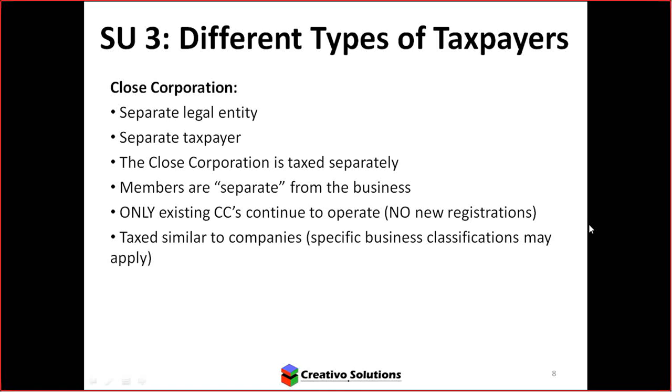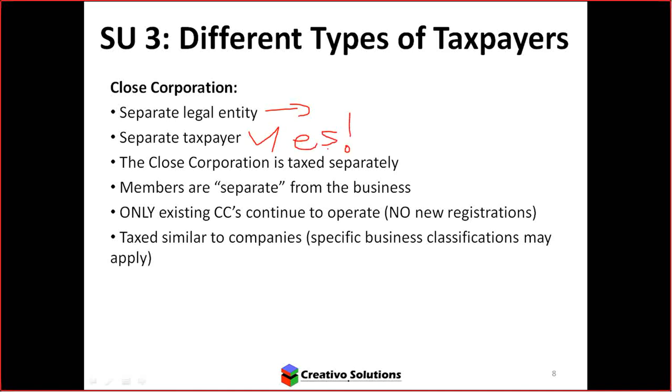What is a CC? Well, it's a separate legal entity. CCs will exist in the future. They won't die. They won't retire. Those organizations will continue to operate in the foreseeable future so long as they keep adding value and as long as they keep positive cash flow. Are they a separate taxpayer? The answer is yes. Definitely.